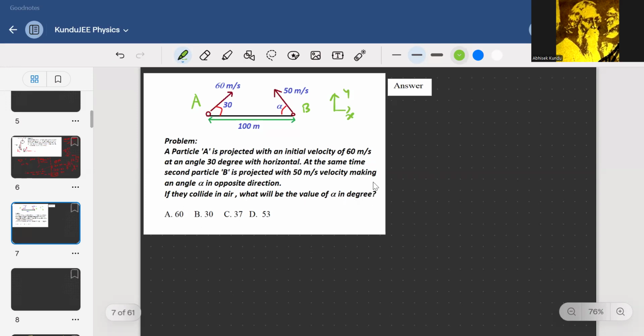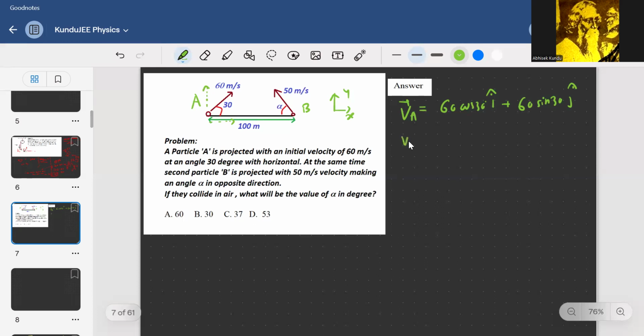So let us try to solve this problem in the simplest way possible. If this is the given coordinate axis, then how do we write the velocity of A in vector form? The velocity of A in vector form, we can write as 60 cos 30 i cap, which is the horizontal component of particle A's velocity, plus 60 sine 30 j cap, that is the perpendicular component of the velocity, along the y direction.